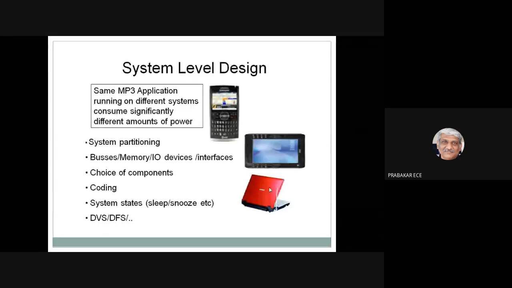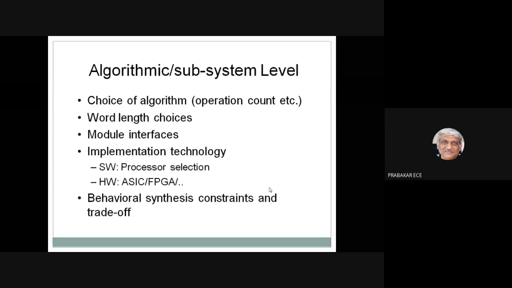And what should be the size of the buses, and what should be the memory, and what are the IO devices, whether they are needed or not, and what type of interfaces. For each and everything, we can look at what system components are available, so that we can get an idea about the overall power consumption of this total system. And in the algorithmic level, there are some subsystem levels, right? So for example, the choice of algorithm. What type of algorithm can I use, right?